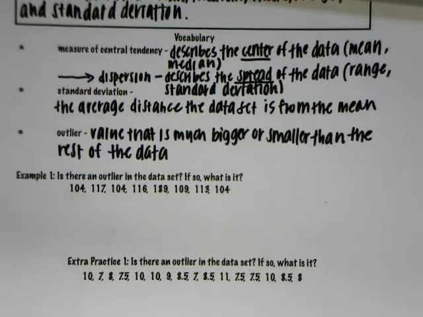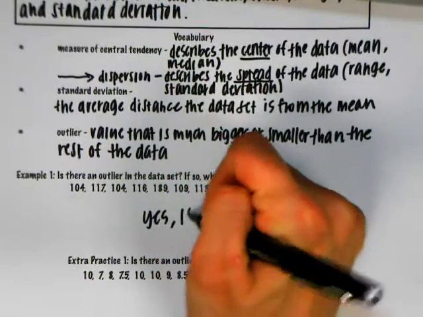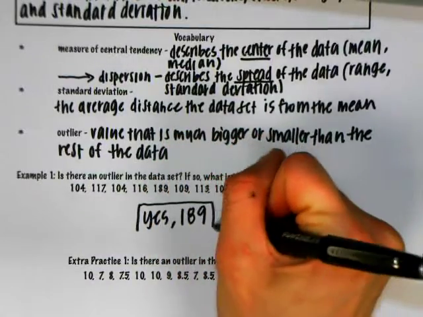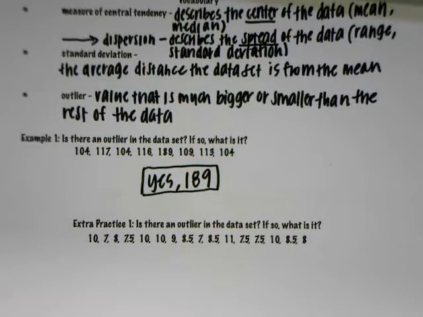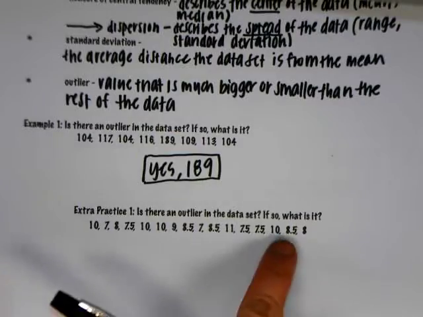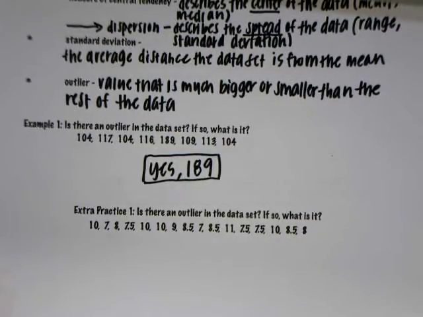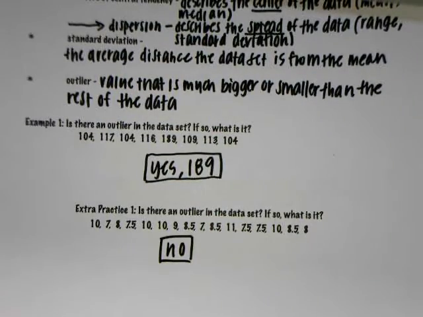Okay, so first example, is there an outlier in the data set? Yes or no? Yes, there is. What would it be? 189. Yep, 189, because it's a lot bigger than all the rest of the numbers. How much is a lot bigger? Just use your judgment. If I'm asking you, it'll be obvious. And what about the second one? I would say it's pretty close, close enough. We'll just say no. Okay, good there?